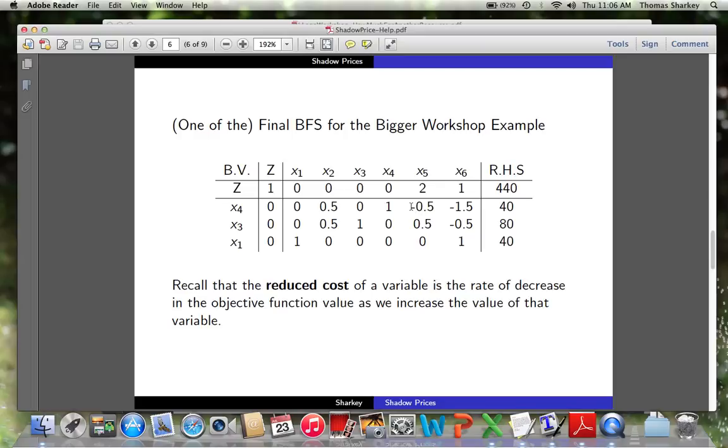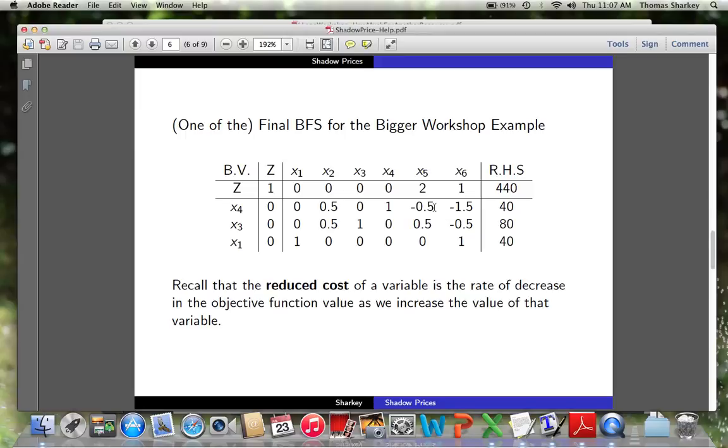So if I look at the row with x4 as a basic variable and look at x5's column, that negative entry basically indicates that if I start increasing x5, I'm going to decrease x4 at a rate of minus 0.5, which means what really is happening is I'm increasing x4. So we're going to use this to start establishing a relationship when we look at the second question associated with our resources.